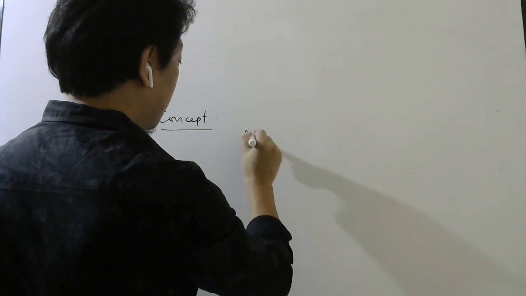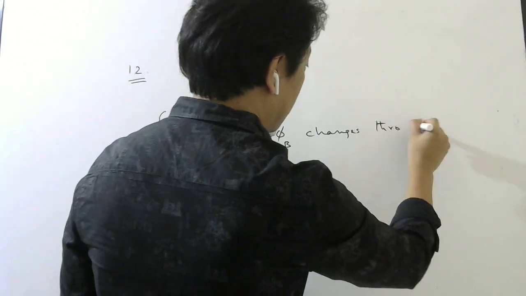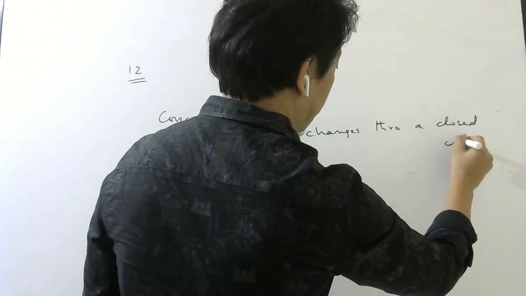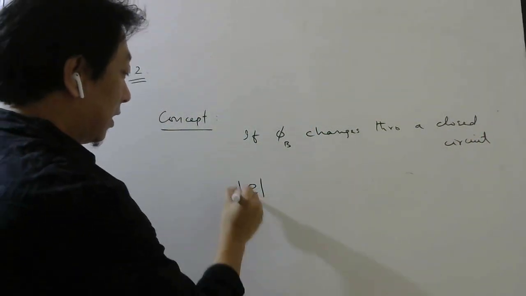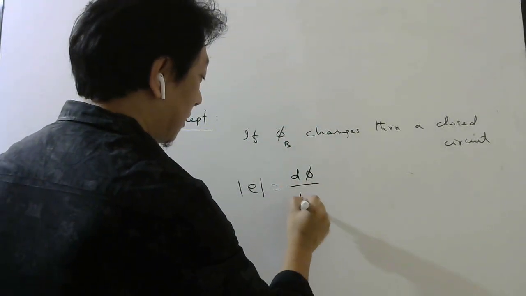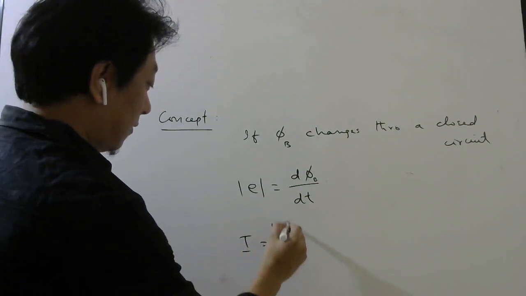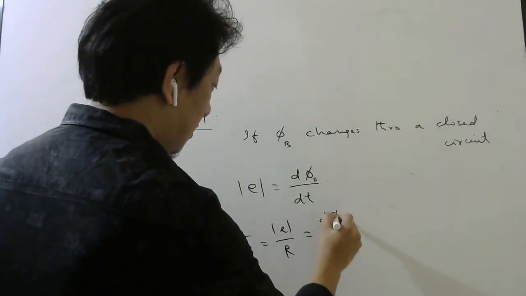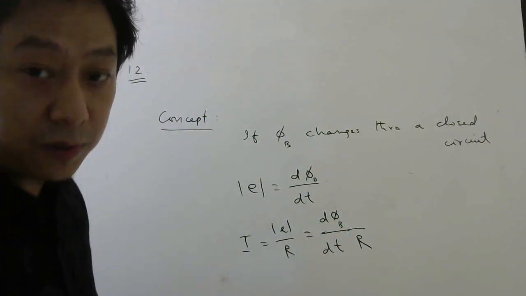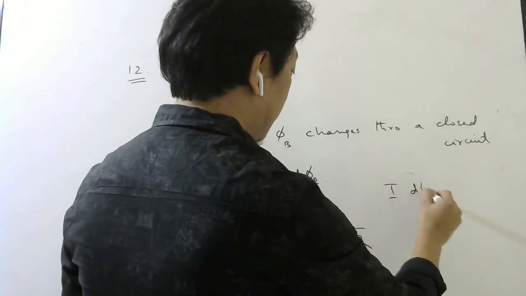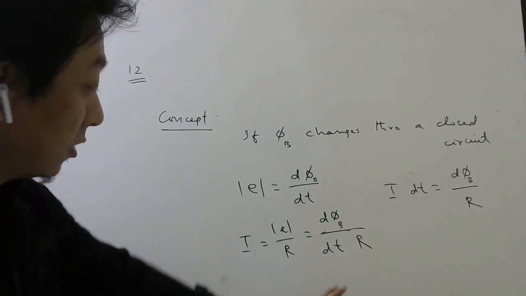So if magnetic flux changes through a closed circuit, then EMF will be developed. What will be the magnitude of the EMF? d phi by dt. Right? Now what will be the current? EMF divided by resistance. So d phi by dt divided by R. Let me cross multiply: current into dt equals d phi by R. Right? I have cross multiplied dt here.